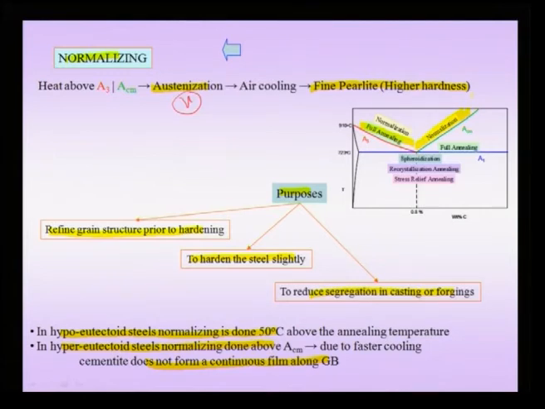And so, to summarize what is this normalizing process, we start with heat the substance to a gamma phase field, air cool it to produce a fine pearlitic microstructure which has a higher hardness as compared to, say, for instance, coarse pearlite, but definitely lower than martensite as we have seen before. This process can be used to refine the grain structure prior to hardening, to harden steel slightly, or to reduce segregation in castings and forgings. This could be a problem, for instance, suppose you are casting a very large amount of material, there could be some segregation, and this can be reduced.